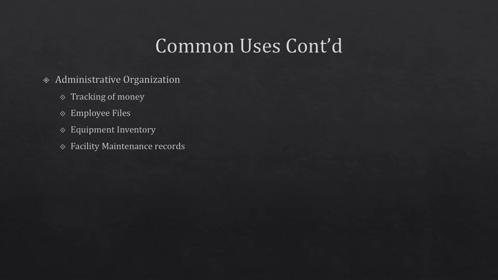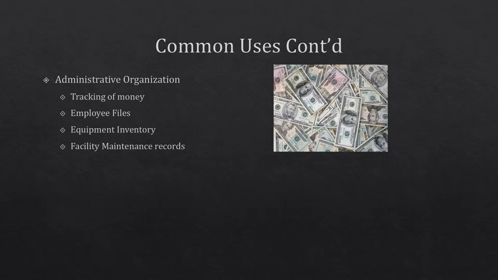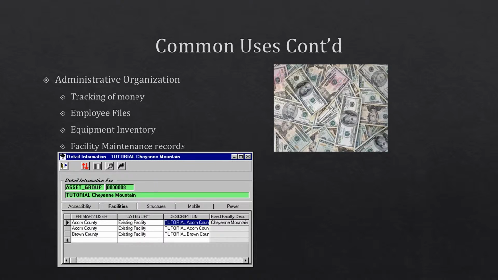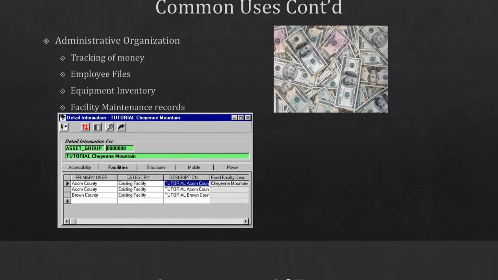Common uses. The biggest one to me is probably the administrative organization, meaning the tracking of the money, the employee files, and then equipment inventory, as well as the facility maintenance records. I find those to probably be some of the more important things for IT to be utilized for in sports management. The picture down here at the bottom is an example of a facility maintenance record, and you can see here there's a primary user category and description of the facility. So it's pretty interesting, I say.